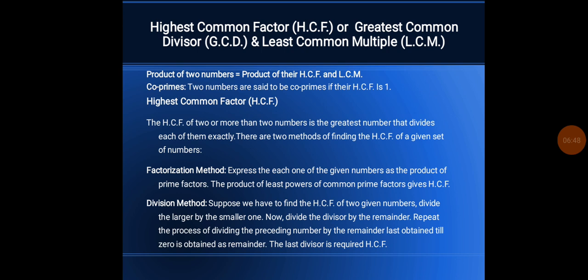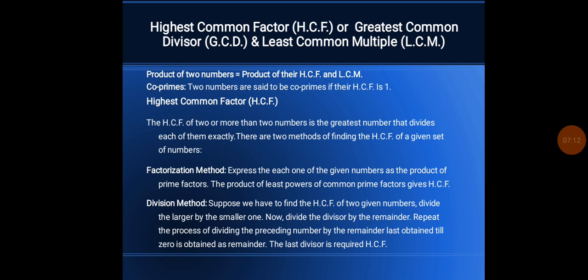The first topic, highest common factor, HCF, or greatest common divisor, GCD. The highest common factor of two or more numbers is the greatest number that divides each of them exactly. That number is called the HCF. There are two methods of finding HCF. One is the factorization method, the other is the division method.